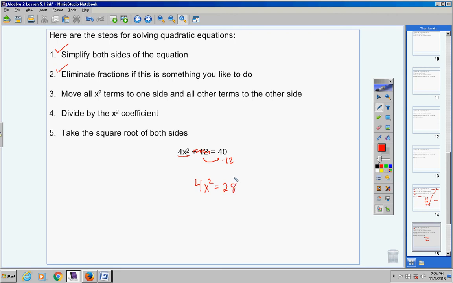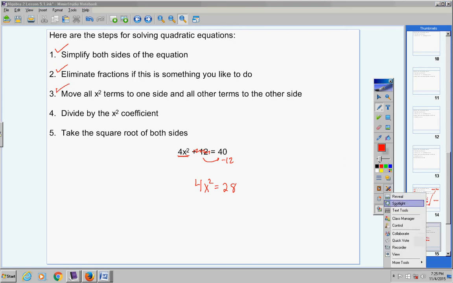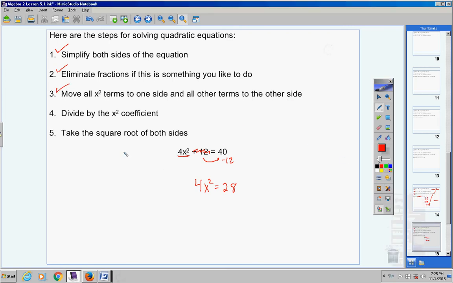Boom, I did it. Look at that. Okay. So, are all of my x terms on one side? Yes. Are all other terms on the other side? Yes, definitely. So step 3 is completely done. Now, let's divide by the x squared coefficient. Well, here's my x squared. The coefficient is 4. Let's divide both sides by 4.